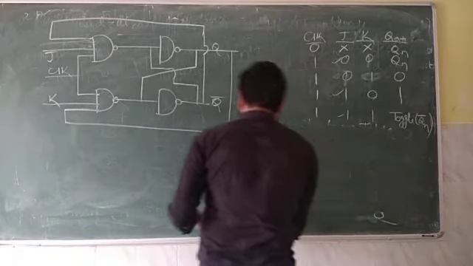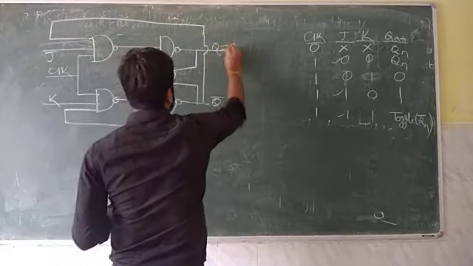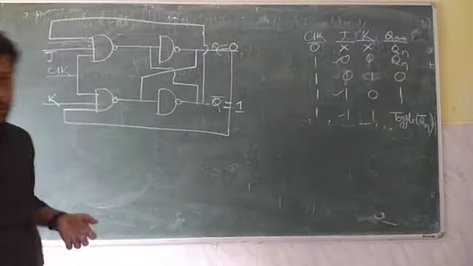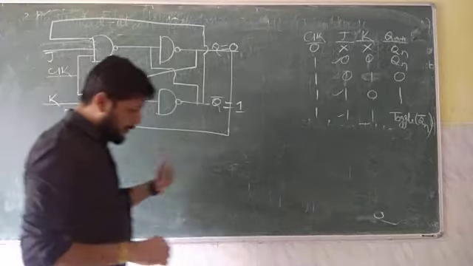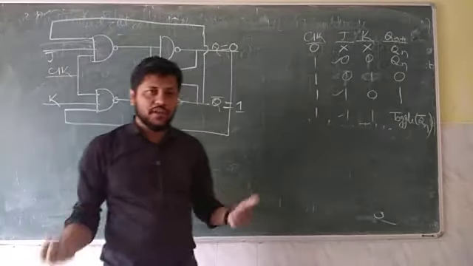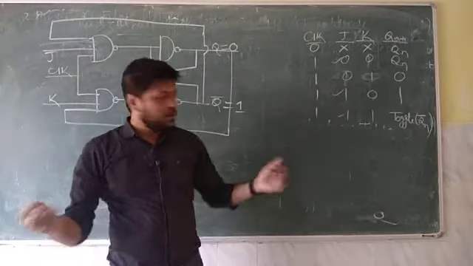As I have already explained, if Q is equal to 0, that means Q bar is equal to 1. In the previous class, I explained why you go for the JK flip-flop: because in the SR flip-flop we have an invalid output.